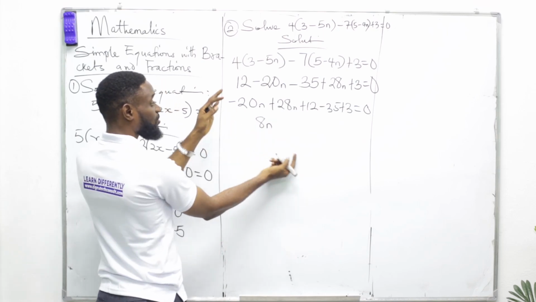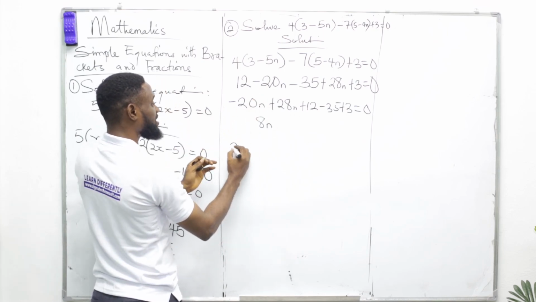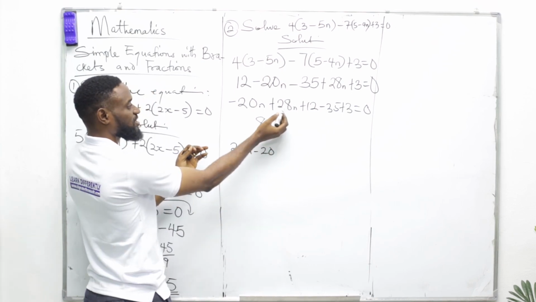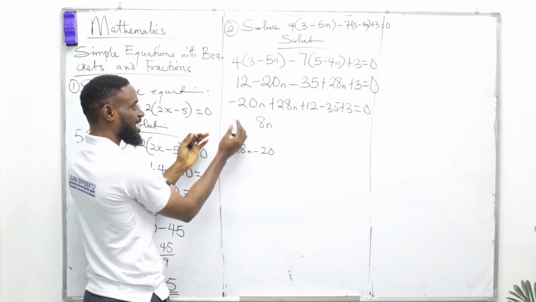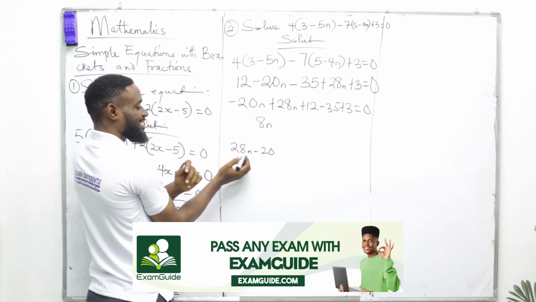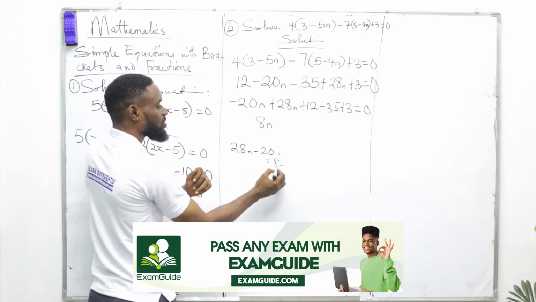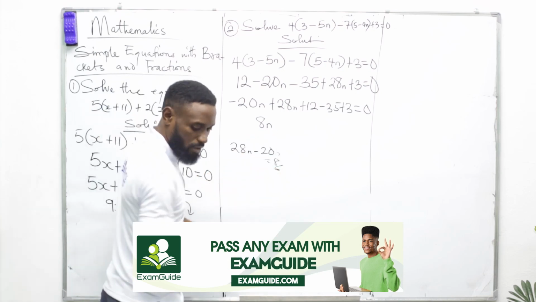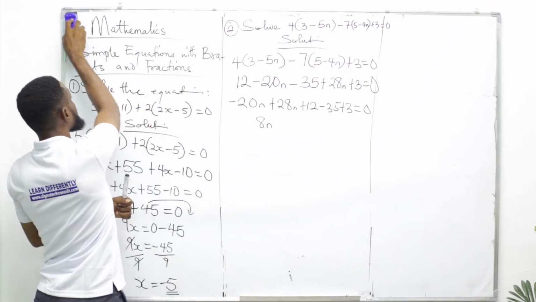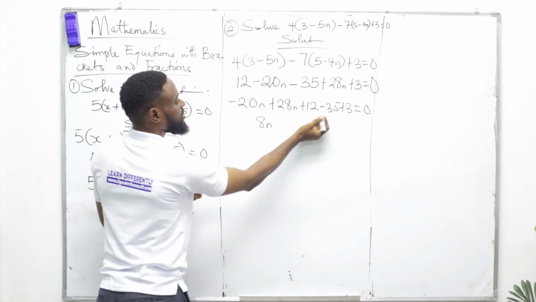Or the other way to do this, you can say, okay, 28n minus 20n. I did not change the sign of 28, it's still plus 28. I did not change this one. So you can still rearrange it anyhow you want to. 28 minus 20 is still 8. So that is still the same thing we got here. Alright? So we have this point now.